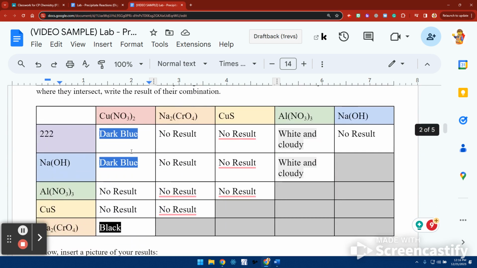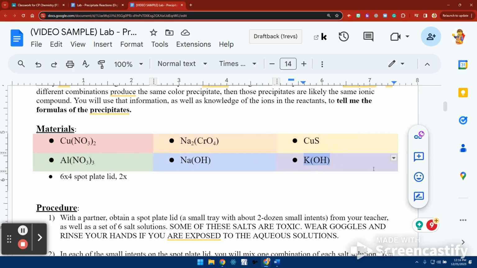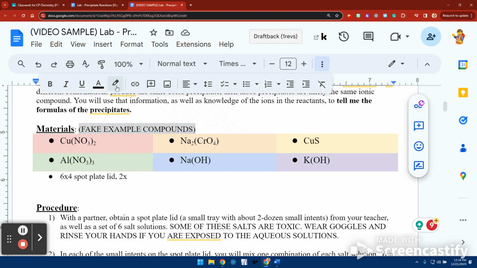Then you are going to combine them in every conceivable combination. Now, it was important for you to write down the formulas here. Notice how I put KOH in purple. By the way, all of these are fake. These are fake example compounds. So for the stuff I'm doing here right now, don't copy anything directly that I'm doing. This is only an example to help you. None of these compounds were used in the lab. Well, some of them were, but you used a different set overall, okay?